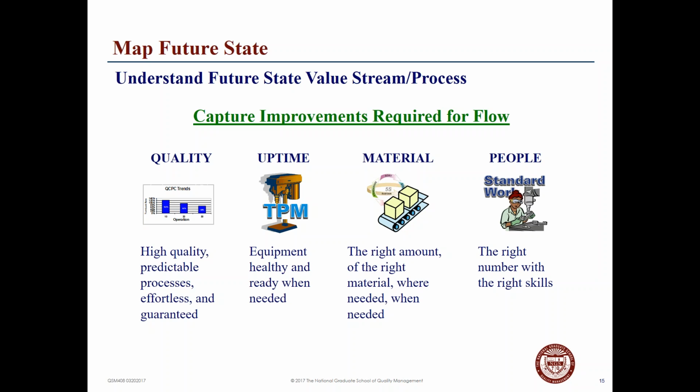And then people: the right numbers and the right skills. Companies must, in their future state analysis, define the skill sets that the employees need and how many of them they need, and then the system needs to track that you have people in place that are qualified and in the numbers that are specified. So to have an effective improvement process, you must be tracking quality, uptime, material, and people, and ensuring that those four primary characteristics are properly measured and properly performing within the future state assessment, and when you move into that future state.